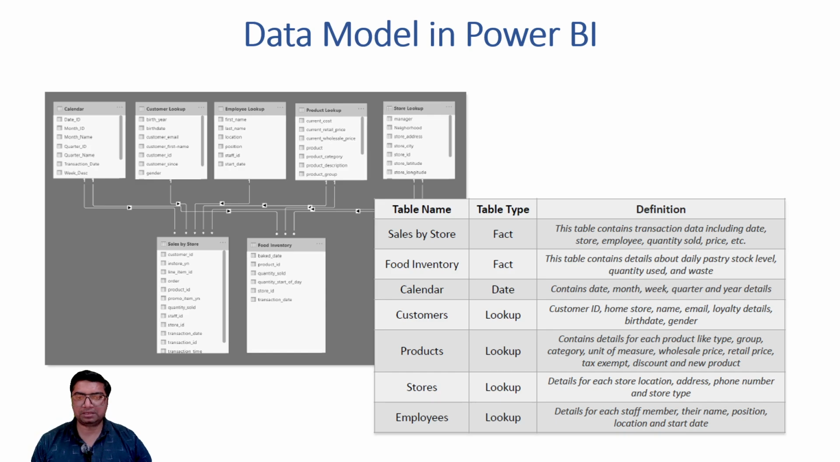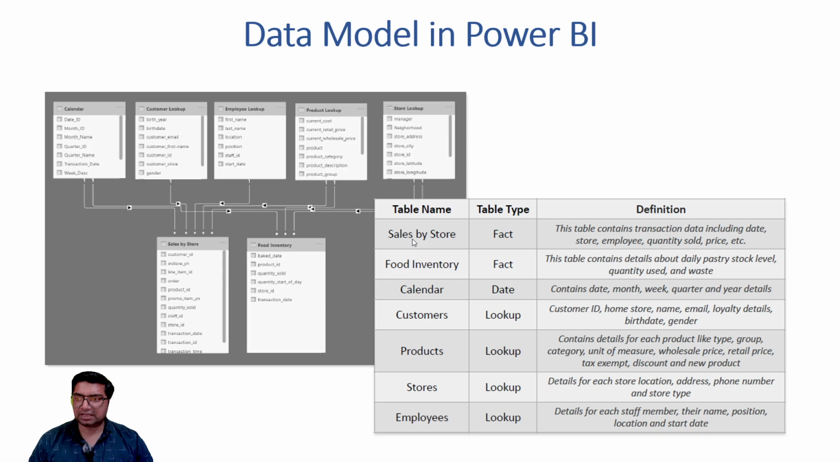So let me open Power BI and try to understand what data we have for this. The data tables we have are sales by store and product inventory, calendar, customer, product, store and employee. And at the end of this, we have to create a data model like this one. Before making any data model, first try to understand what data we have and which is the fact table, dimension table or the calendar table. So try to understand that first.